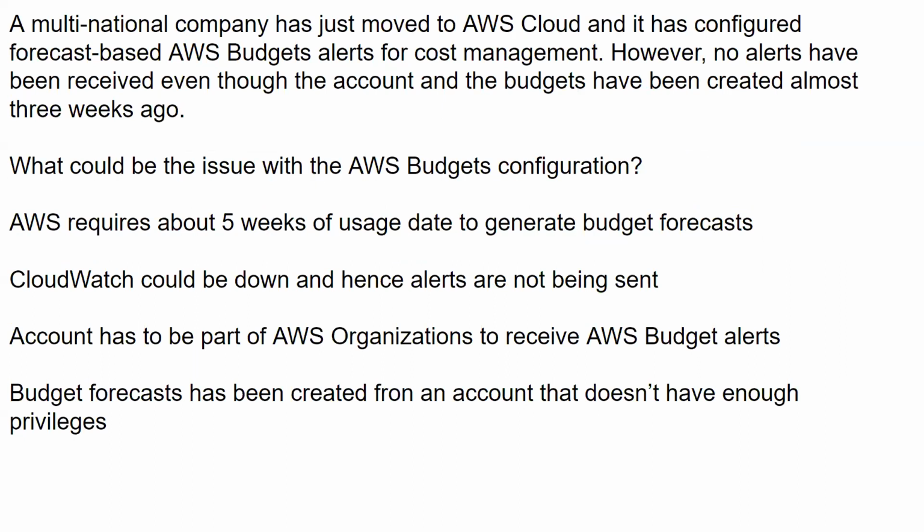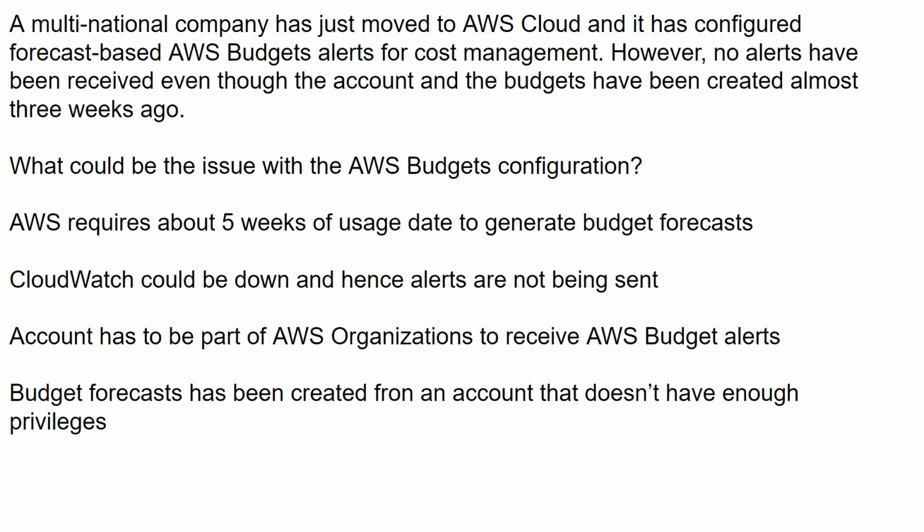A multinational company has just moved to AWS Cloud, and it has configured forecast-based AWS budget alerts for cost management. However, no alerts have been received, even though the account and the budgets have been created almost 3 weeks ago. What could be the issue with the AWS budget configuration? AWS requires about 5 weeks of usage data to generate budget forecasts.